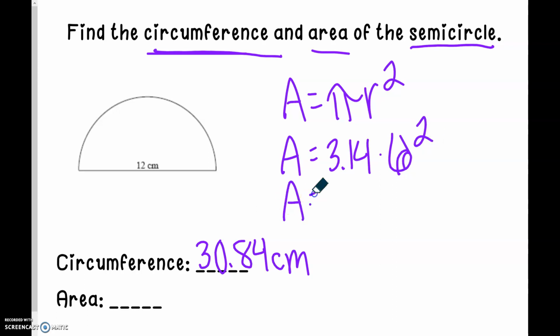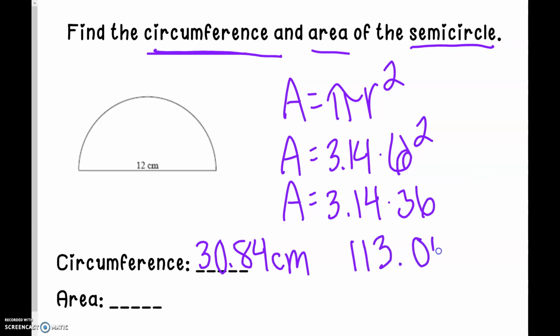And so again, if you want to go ahead and do that 6 squared part to get 36, you can, or if you want to type it all in your calculator, that's fine too. Sorry, my handwriting is getting a little funky here. But when you multiply that, you end up with 113.04, but we need a semicircle, so we have to divide that by 2, and when you do that, you end up with 56.52, and then we want centimeters squared because this one was area.